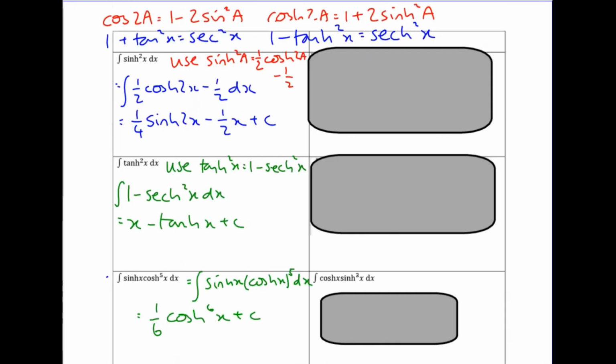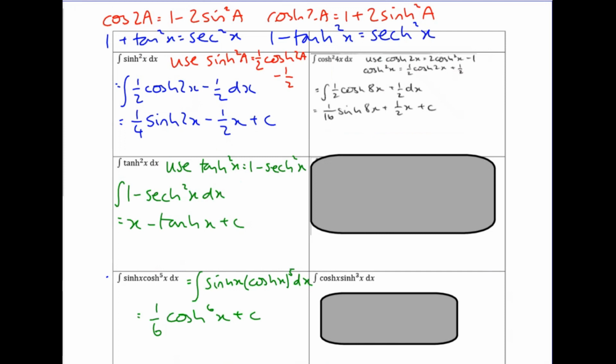Over the page, integrate cos squared. So use the double angle formula for cos, because there's no sine squareds in it. So it's 2 cos squared x minus 1. Rearrange this to make cos squared the subject and then replace x with 4x in this formula here. So you're integrating a half cos 8x plus a half, which gives you a 16th sin 8x plus a half x plus c.